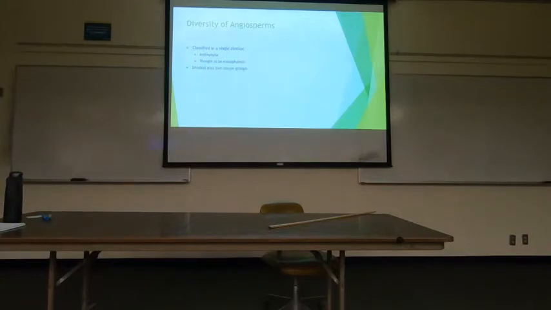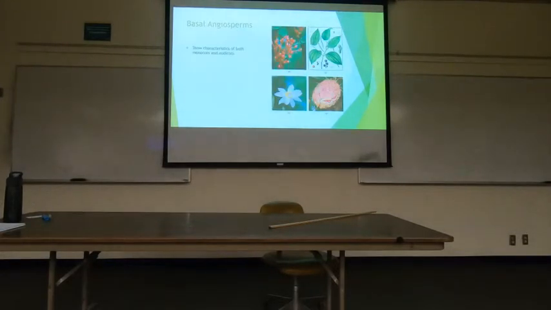Anyway, so within the Anthophyta, we can divide it further into two major groups, the monocots and the eudicots. There's also a third little group, which we call the basal angiosperms, which we think branched off before the division between the monocots and the eudicots. We think this because basal angiosperms share characteristics with both groups. So these guys have things in common with both of the major divisions.